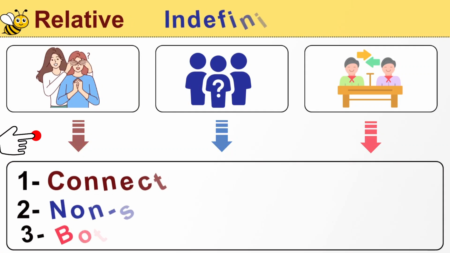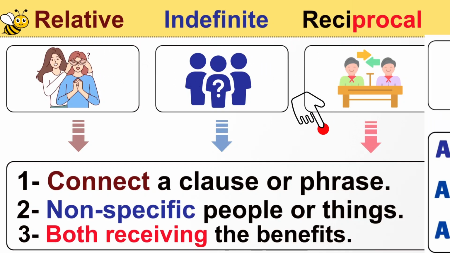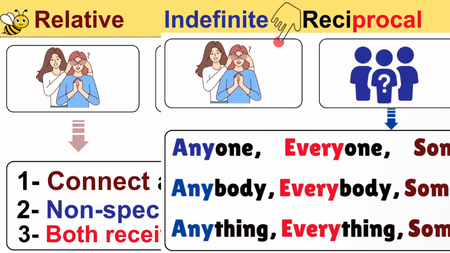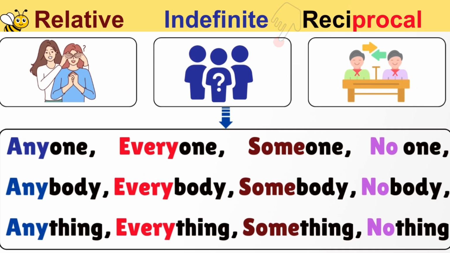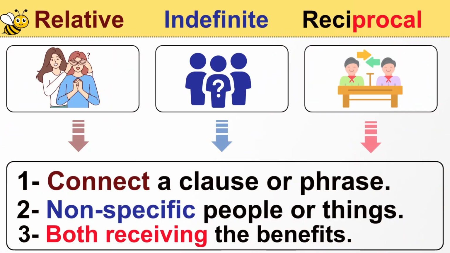Welcome back, everyone. In today's lesson, we'll dive into 3 more types of pronouns: relative pronouns, indefinite pronouns, and reciprocal pronouns. These pronouns help us add more detail, refer to non-specific things, and show mutual actions. Let's get started. Let's start with the definitions, then examples.